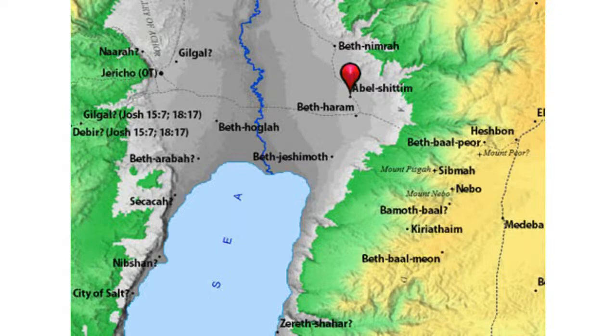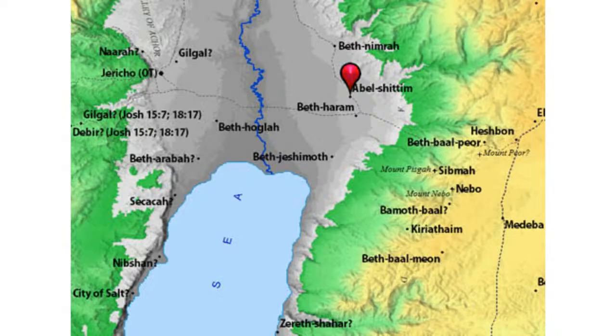But she had brought them up onto the roof and hidden them in the stalks of flax, which she had laid in order on the roof. So the men pursued them on the road to Jordan, to the crossing place, and as soon as those who were pursuing them had gone out, they shut the gate. So the crossing is going to be somewhere in here, I guess. They went this way.